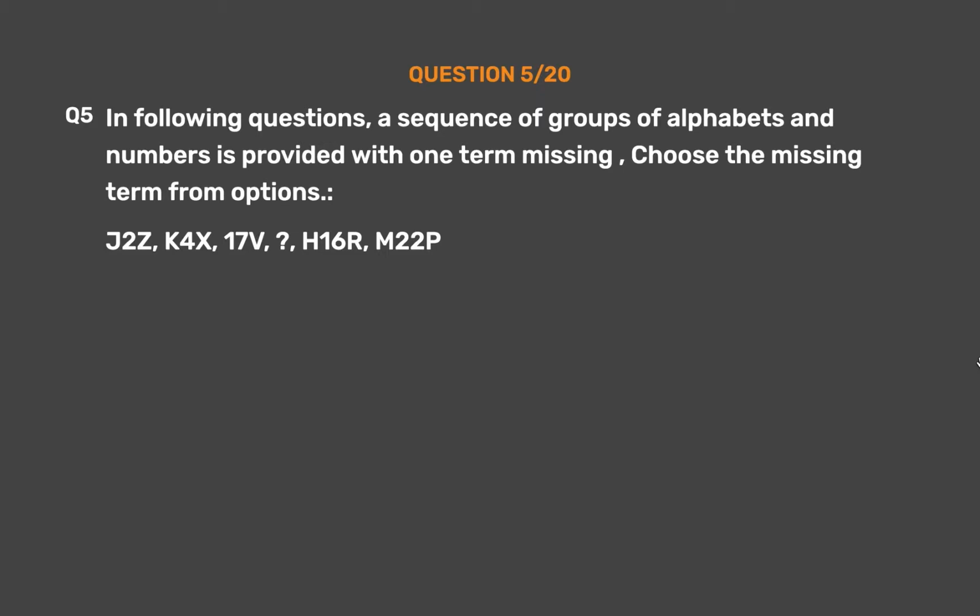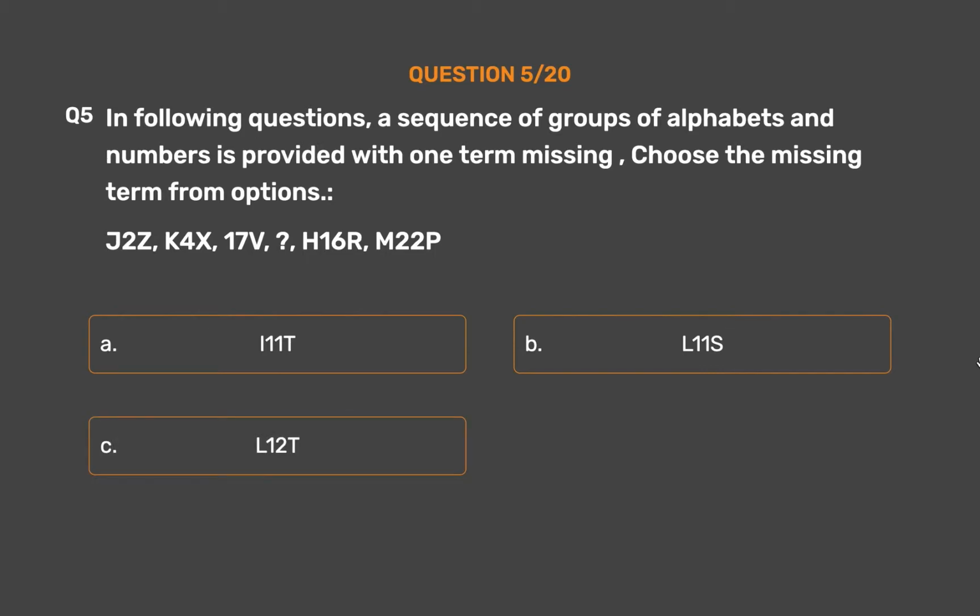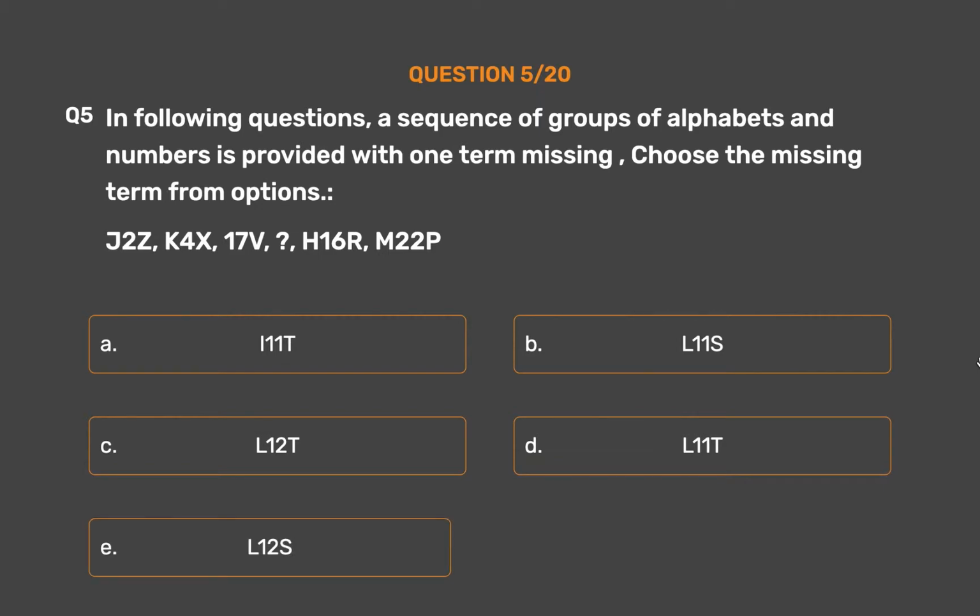J2Z, K4X, blank, H16R, M22P. Option A. I11T. Option B. L11S. Option C. L12T. Option D. L11T. Option E. L12S.